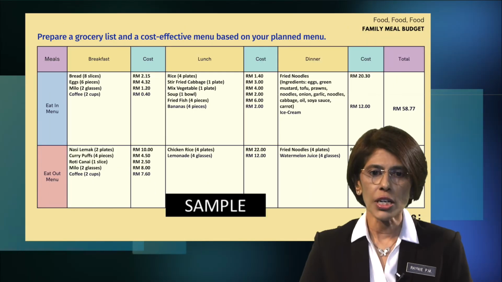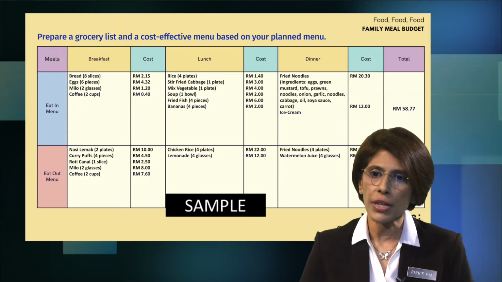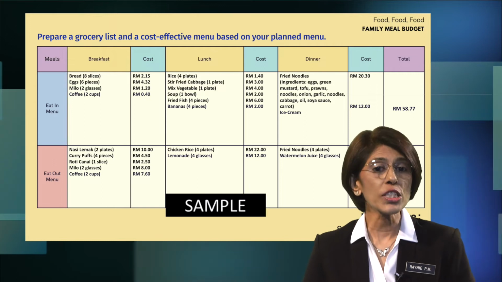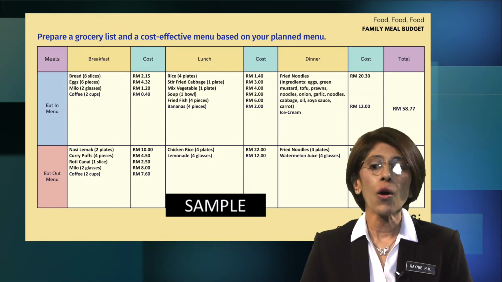For the closure, pupils justify their selection of the grocery list, menu, and conclude by stating which is the smarter choice, a home-cooked meal or eating out. Teacher ends the lesson with a moral value: save by budgeting.